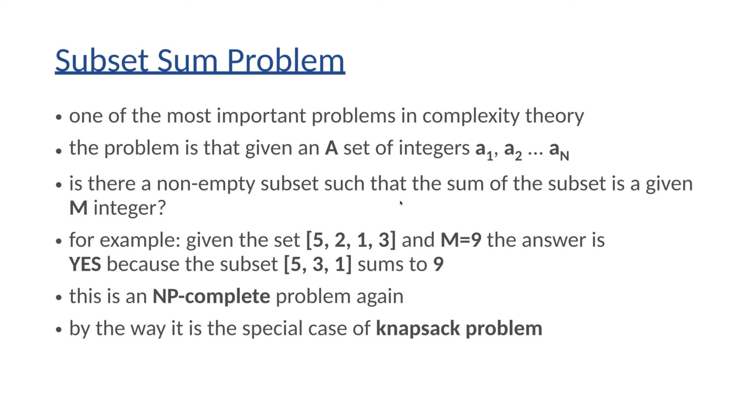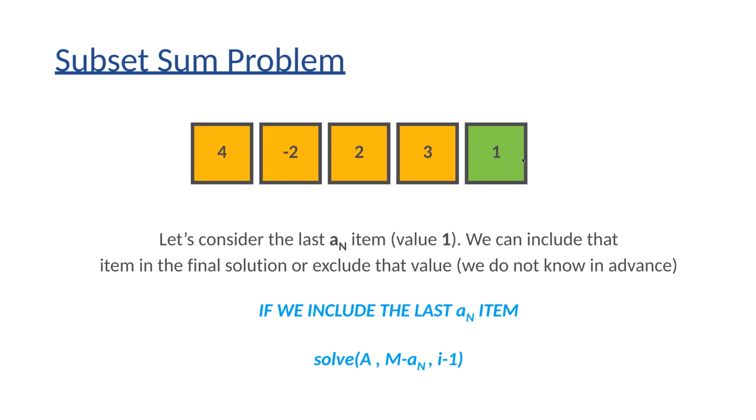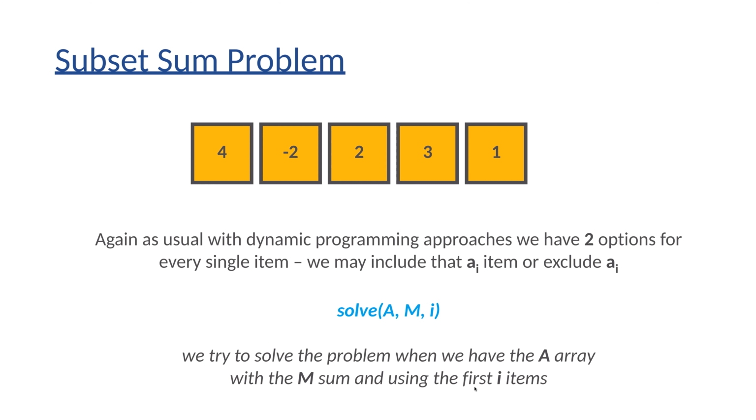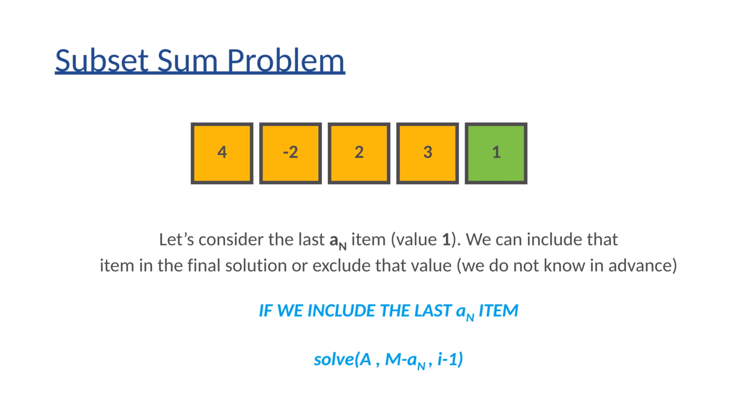So we are looking for 6 as the sum with items 5, 2 and 1. So this is why we are going to call the function recursively, and if 1 is part of the subset, then we have to decrement the value of capital M by the value of the given item, in this case 1, and of course we have to consider I minus 1 items. So I is going to represent the first I items we are going to use. If we use the last one, then we have I minus 1 items to find the right solution. Okay, so this is what's going to happen if we include the last item in the given subset.